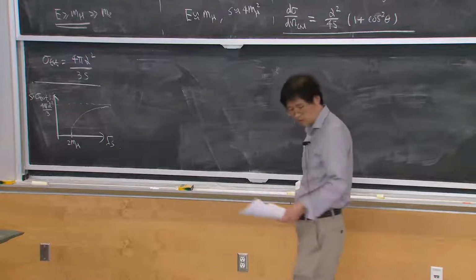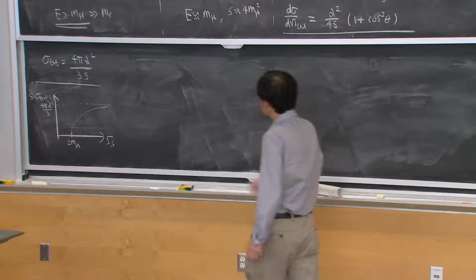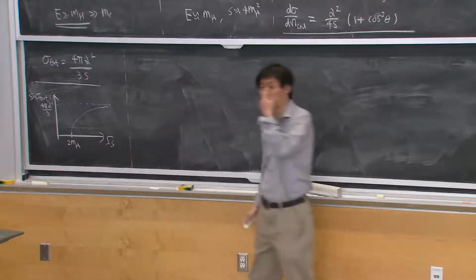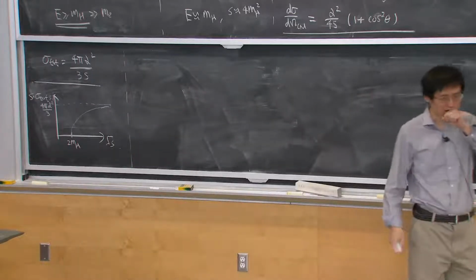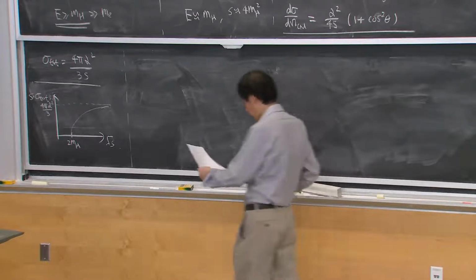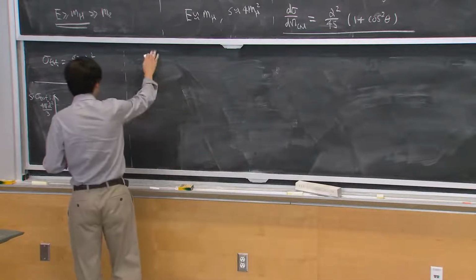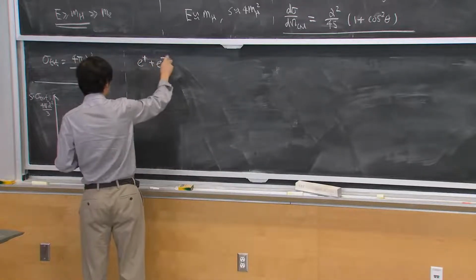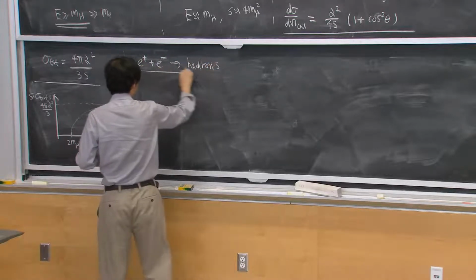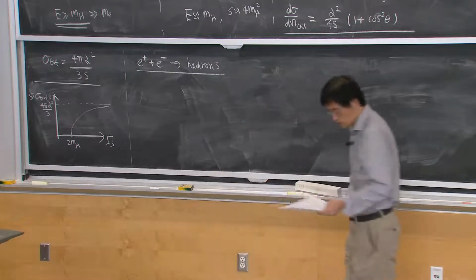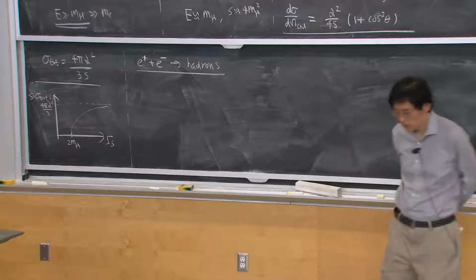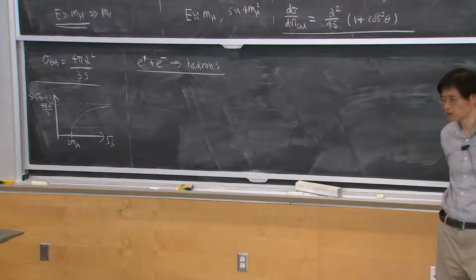So now let's consider using this process to show that actually the quarks have 3 colors. For this purpose, let's consider E plus E minus goes to hadrons. So this seemingly is a very complicated process.